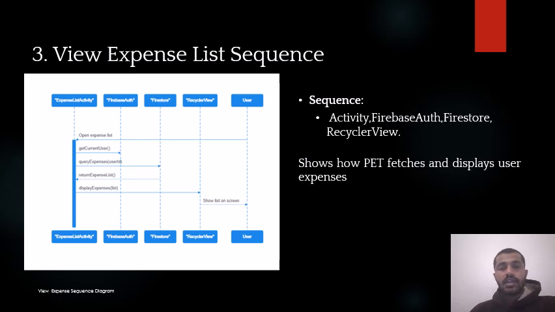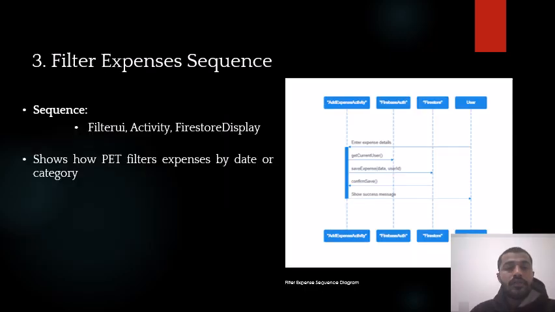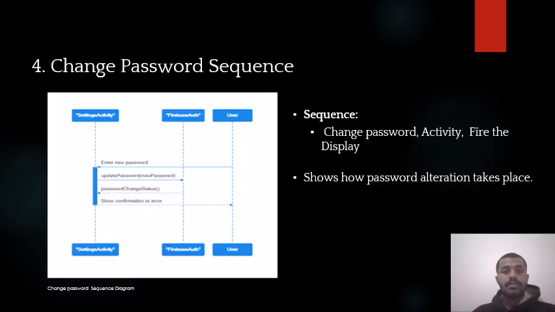The activity related to the logged-in user's expense view screen queries Firestore for expenses added. The returned data is then passed to the RecyclerView, which renders the list of expenses on screen. Filter expense sequence: filter UI, activity, Firestore, display shows how the app filters expenses by date or category. Changing password sequence: change password activity, Firebase, display shows how the password alteration takes place.